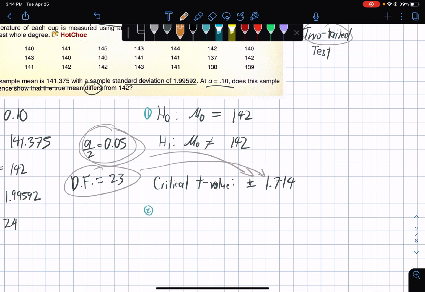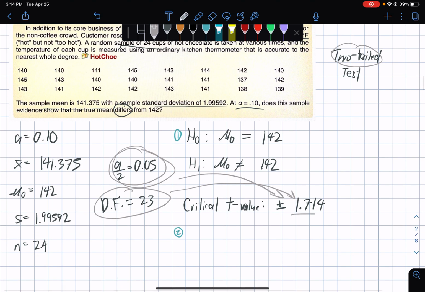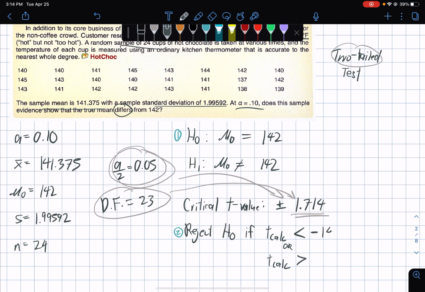Number 2. Now that we know the critical t value, reject null hypothesis as always if t-calc is less than or t-calc is greater than. So just write it like this: less than negative 1.714, or t-calc is greater than positive 1.714.